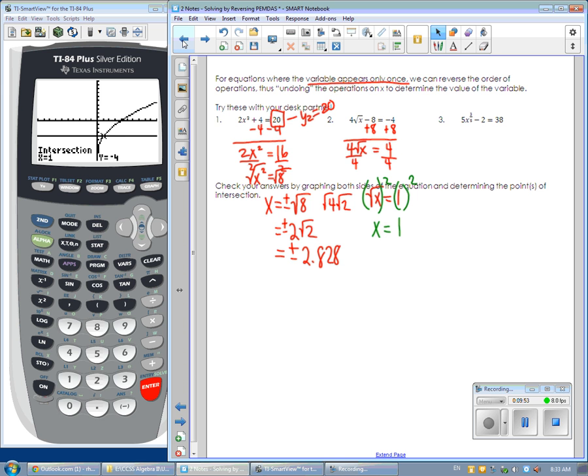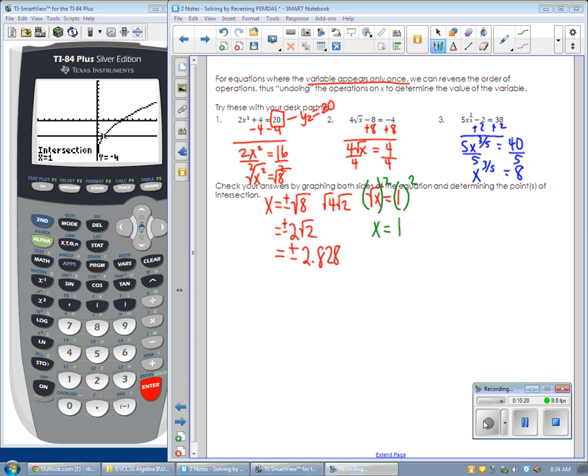Okay. Oops, one more. So we've got 5x to the 2/5 is equal to, actually I think that's a 3/5, isn't it? So we have 5x to the 3/5 minus 2 is equal to 38. Again, I'm going to undo my subtraction first. By adding 2 to both sides, I get 5x to the 3/5 is equal to 40. We'll divide both sides by 5, and we get x to the 3/5 is equal to 8. And then again, to undo the power of 3/5, I'm going to raise both sides to the reciprocal of that, which would be 5/3.